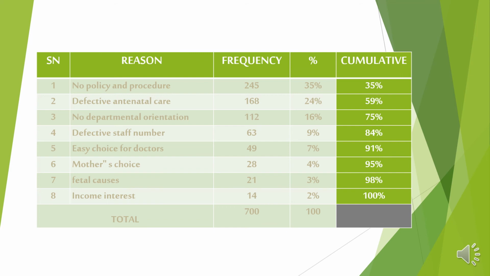The second one, the percentage is 24%. What's the cumulative? Cumulative means the 24% plus the previous one. The previous one is 35%. So the cumulative here will be 59%, then 75%, until we reach 100%. This is how to develop the table that you can use to build the Pareto chart.